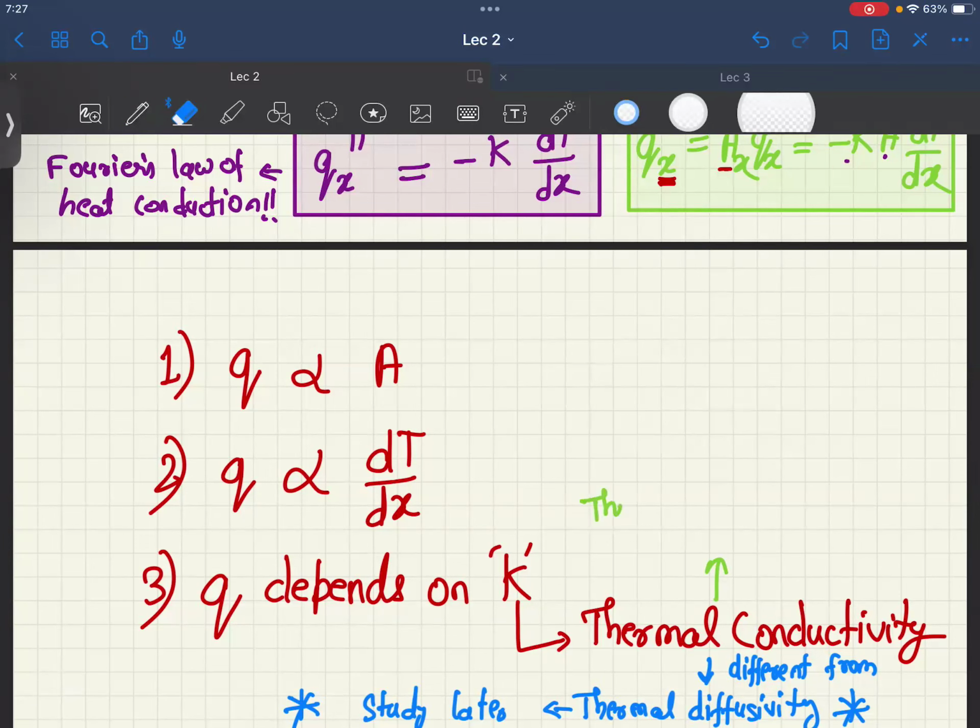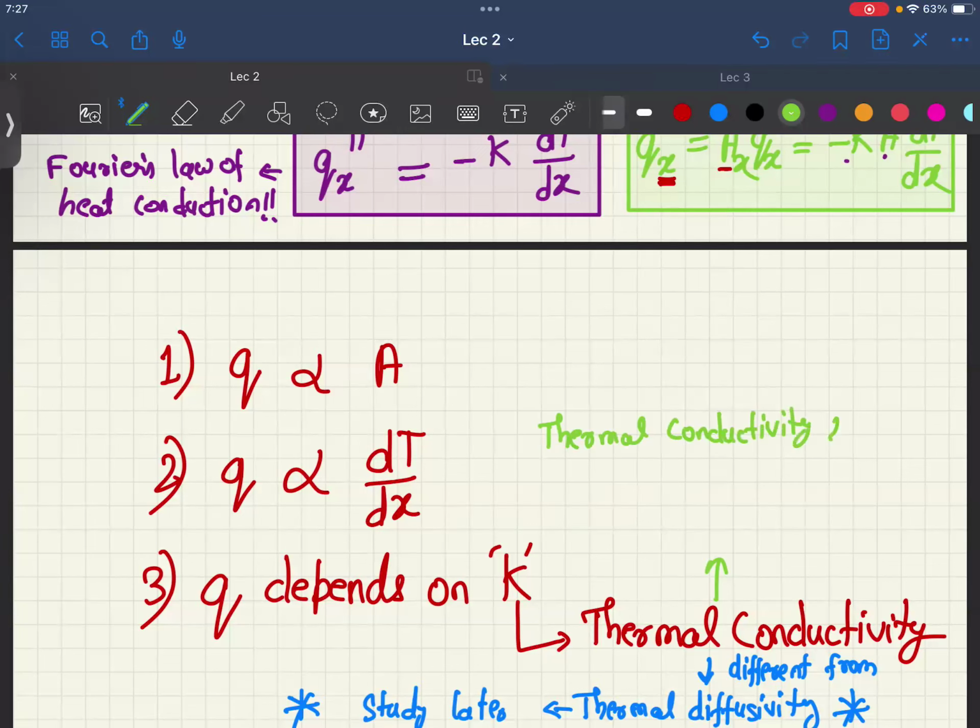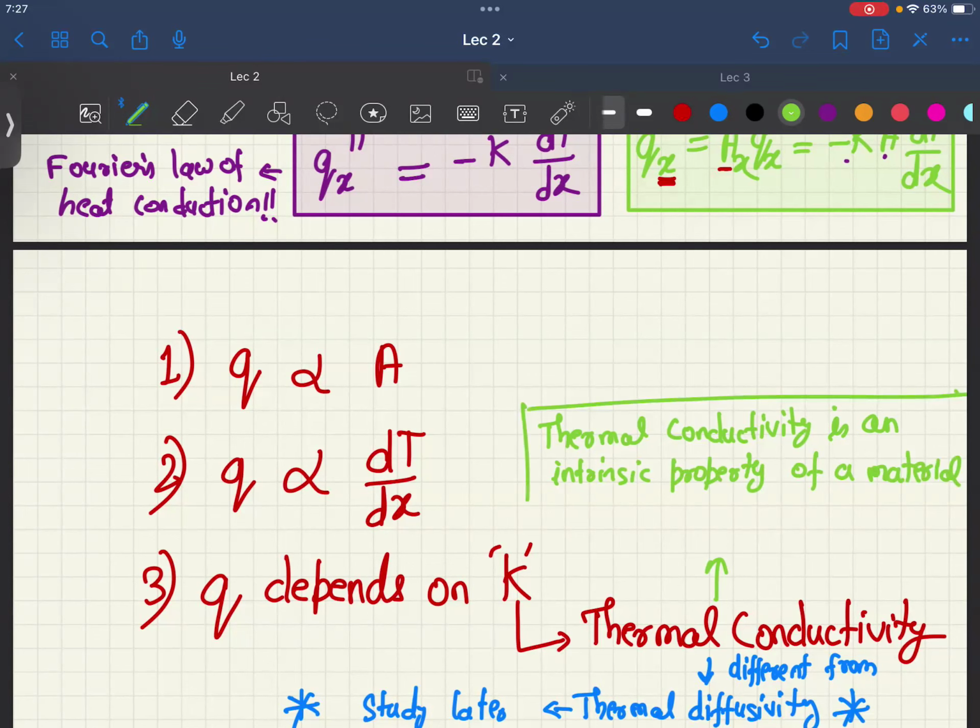This thermal conductivity is an intrinsic property of a material. Okay.